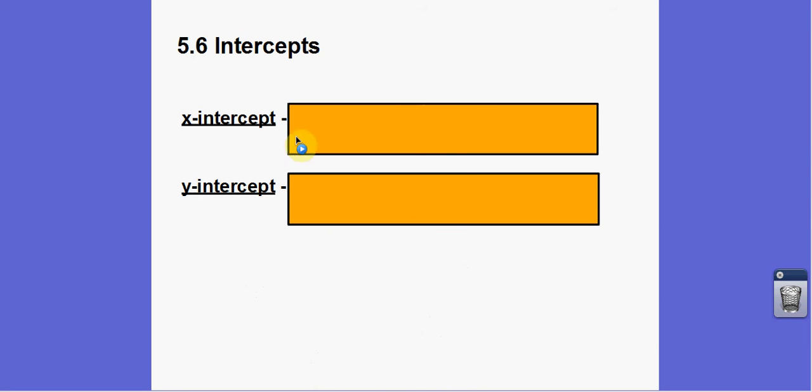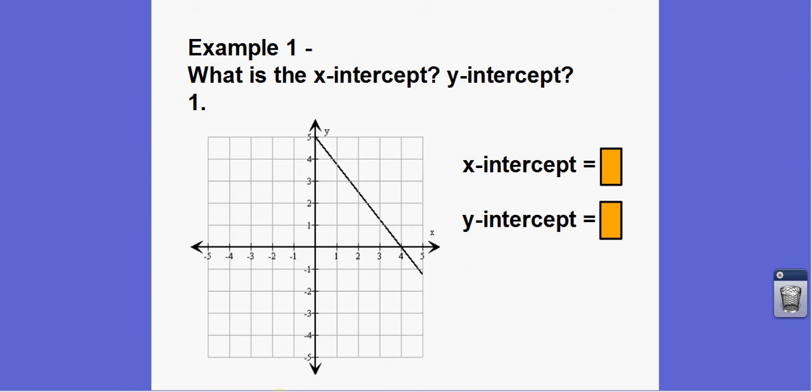Alright, let's go to the next page here where we see some examples. In this particular problem, I have a graph. I want to know the x-intercept. Well, the x-intercept is right there. It's 4. And the y-intercept is 5 right there. The x-intercept is 4 and the y-intercept is 5.